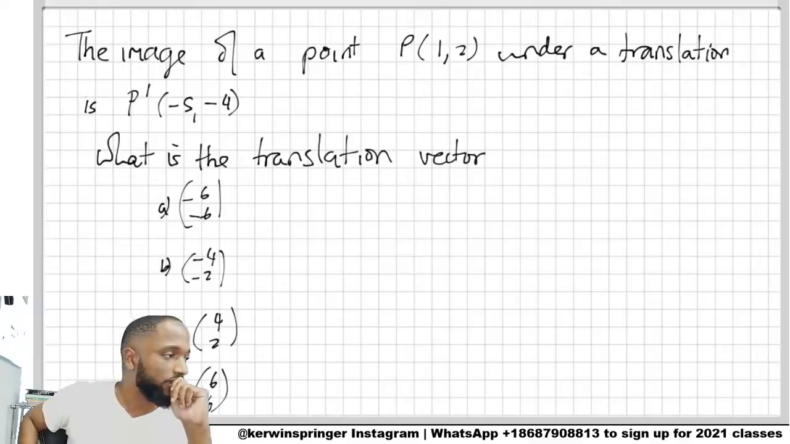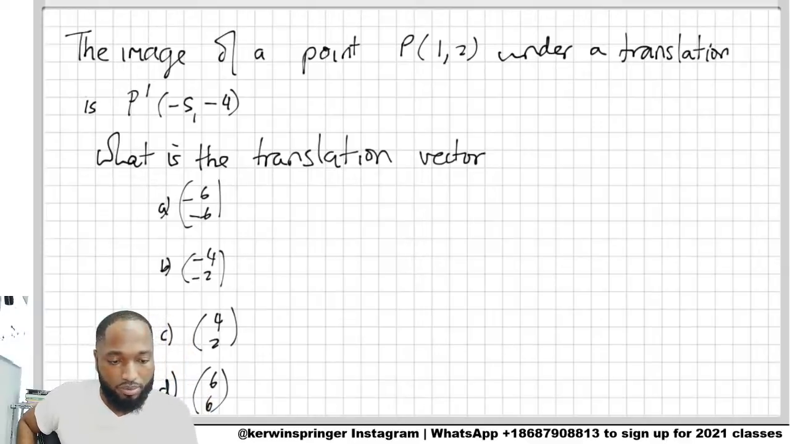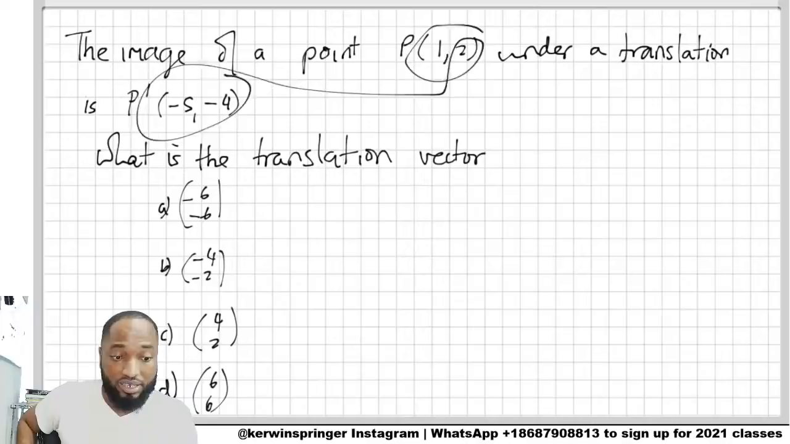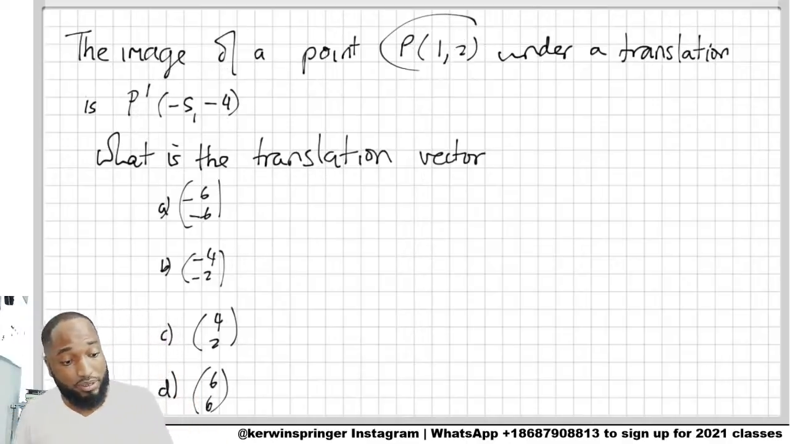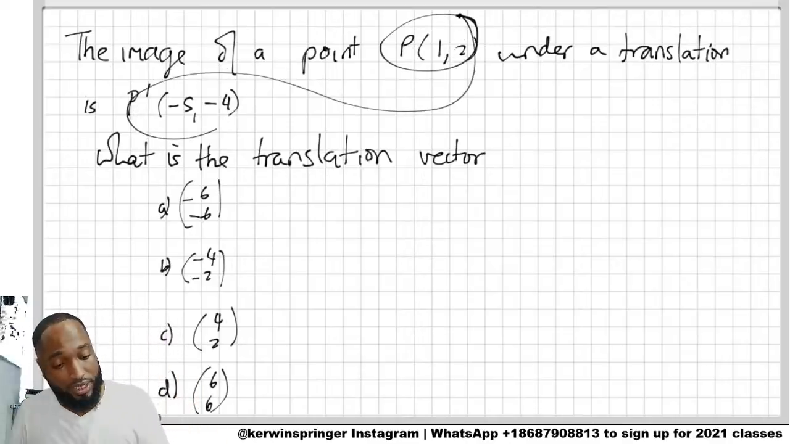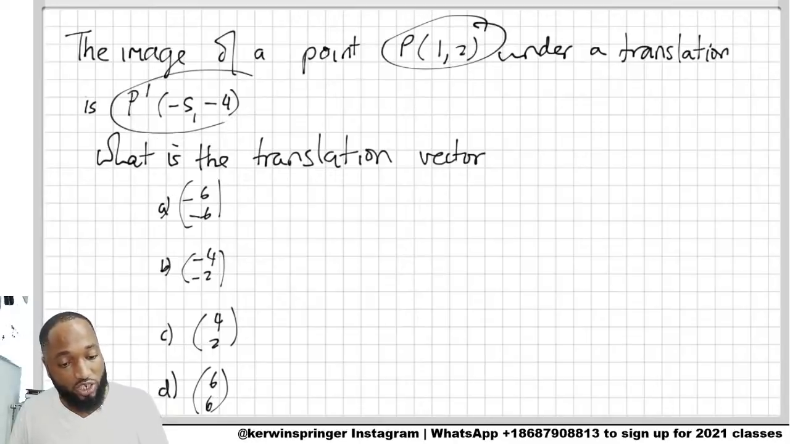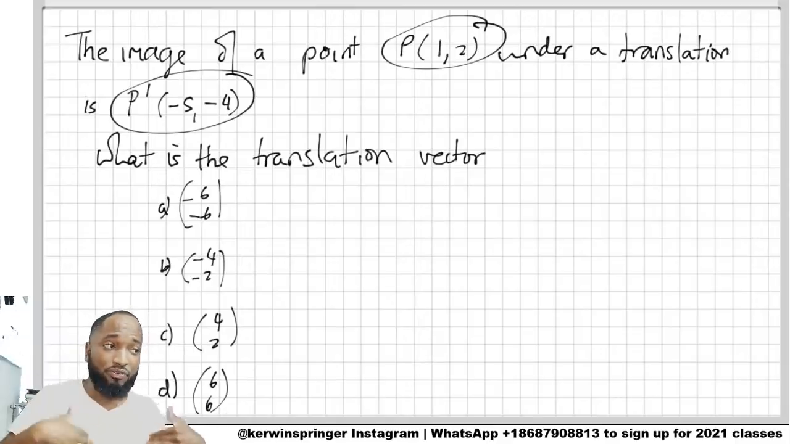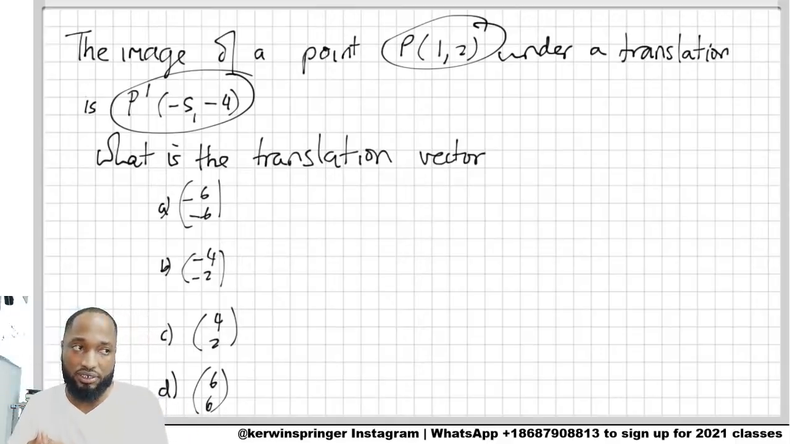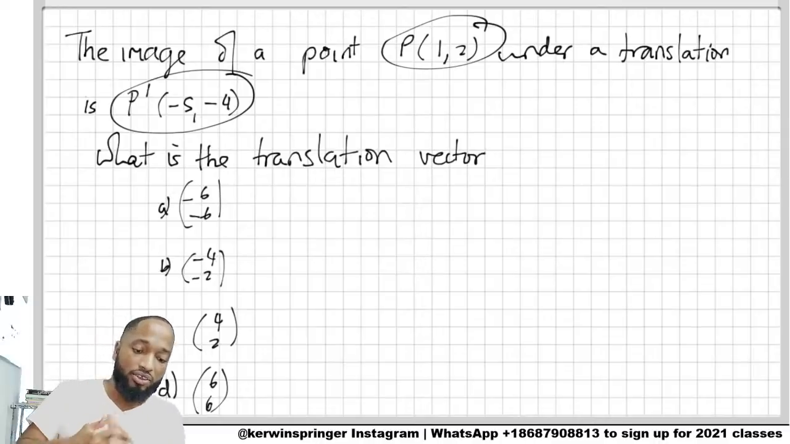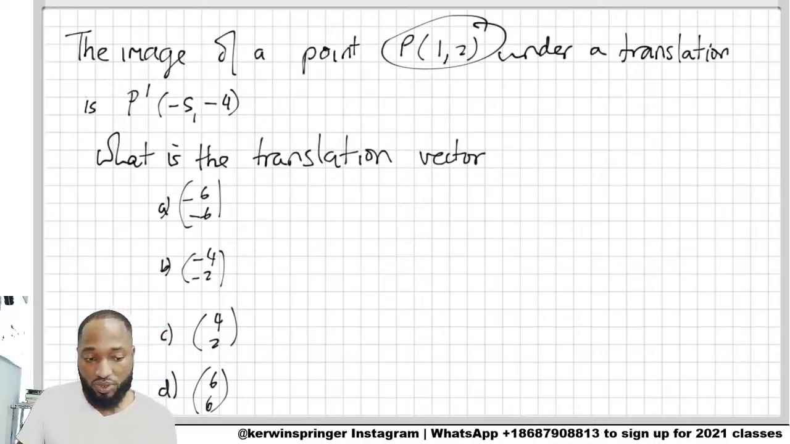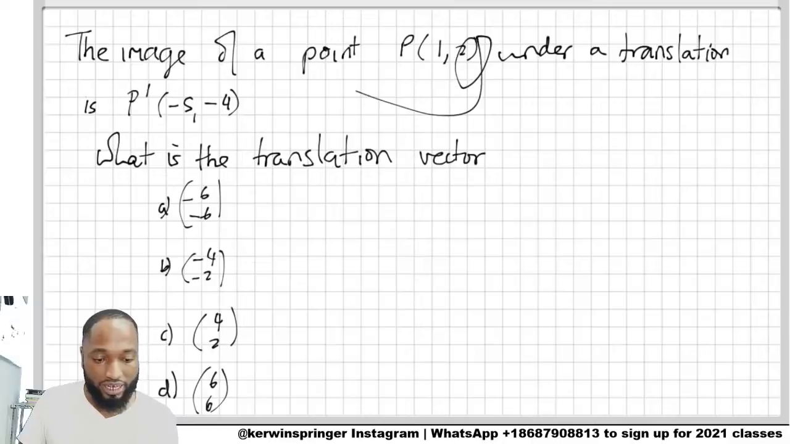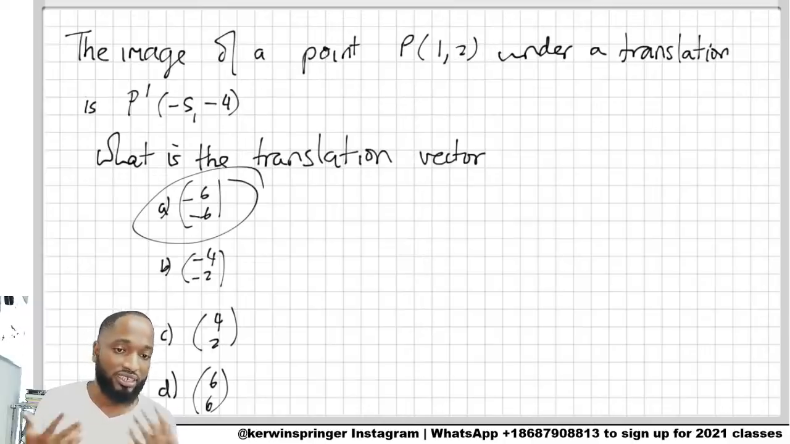Right. Image, everybody's saying A. So the image of this is that. Be careful in this question. Sometimes they talk about the image, and sometimes they put the translation vector here, and you need to find the image. If you need to find the image, you need to add the translation. If you are trying to find the translation, you need to figure out what was added to reach there. So what was added to go to negative 5? You know negative 6 must be added. What was added to go to negative 4? The answer is A.